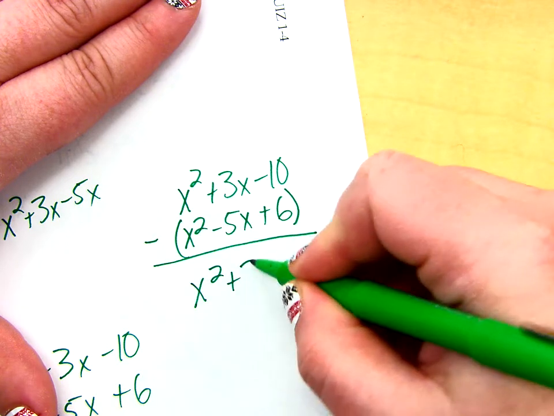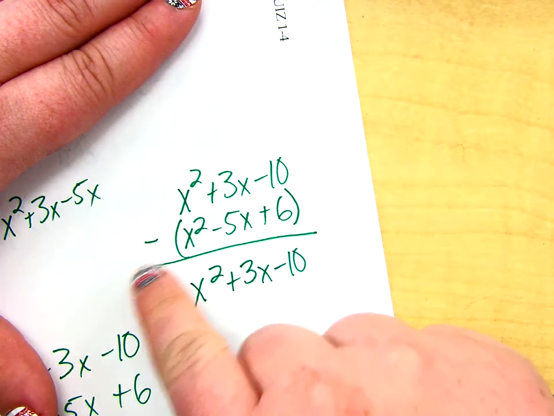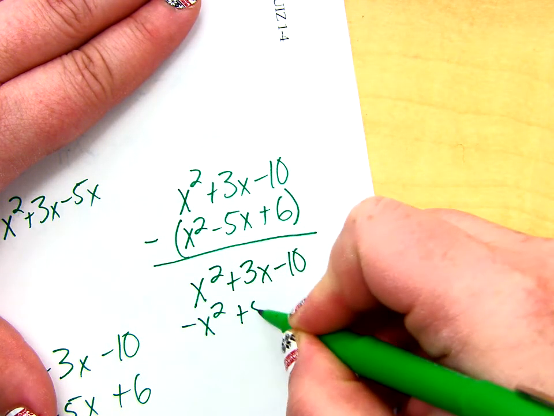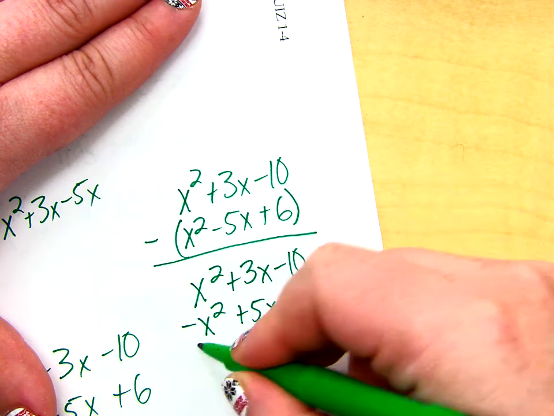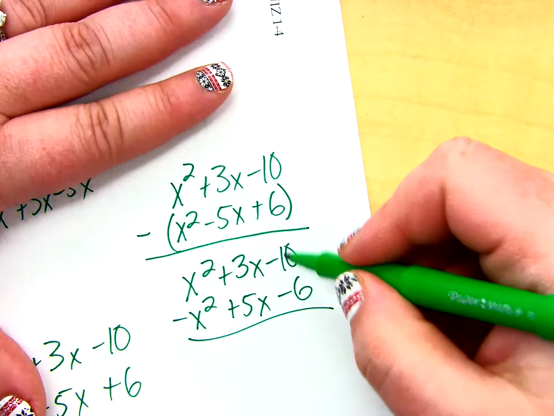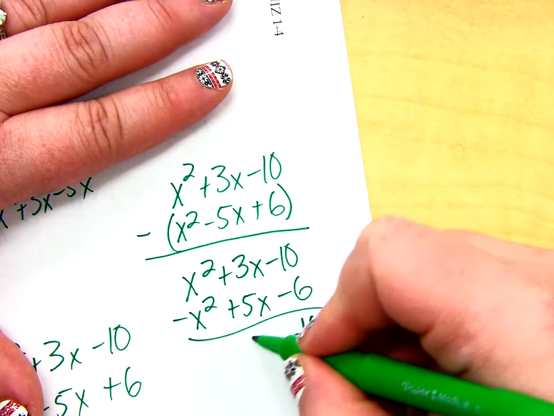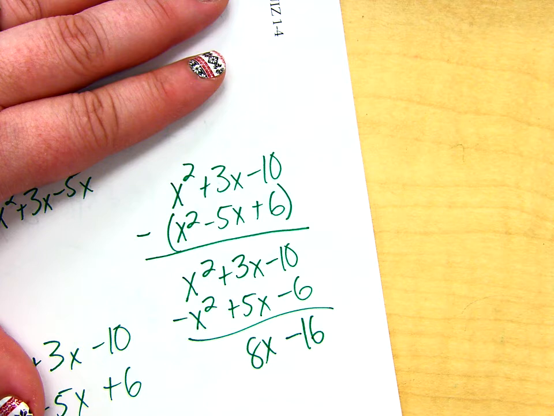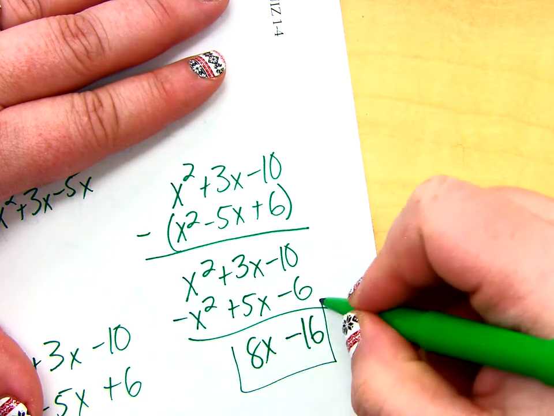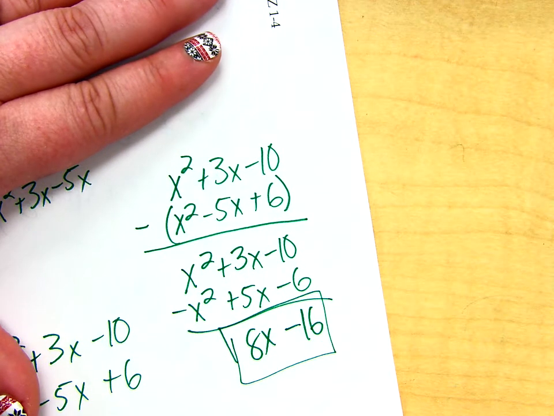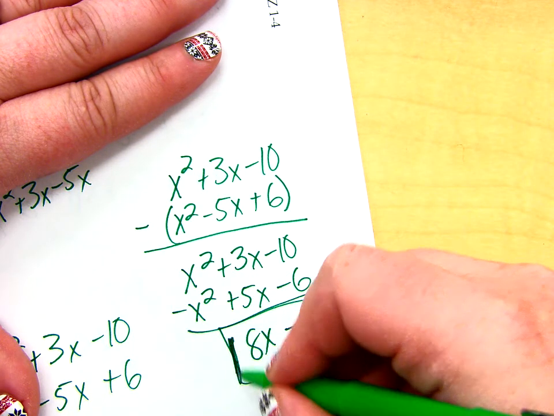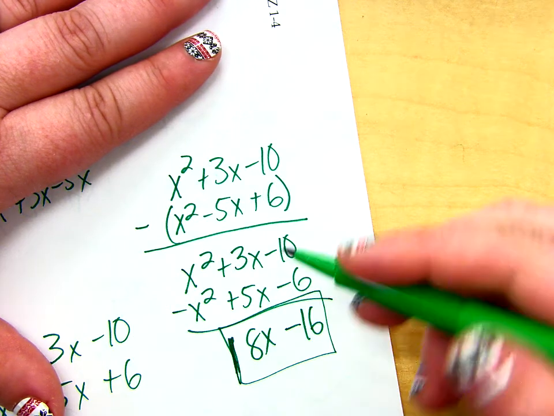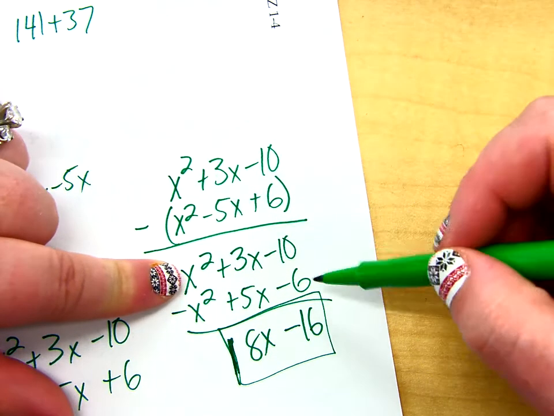So here's what I would do. Here's my top line, and then I would distribute that negative through. So now it's a negative x squared, a positive 5x, and a negative 6. And now I would just add them. So now that's negative 16, 8x, x squared minus x squared, what's that? 0. That cancels out. So then this would be my final answer. So wait, it would be a linear binomial? Linear binomial. But again, why would you bother doing this?